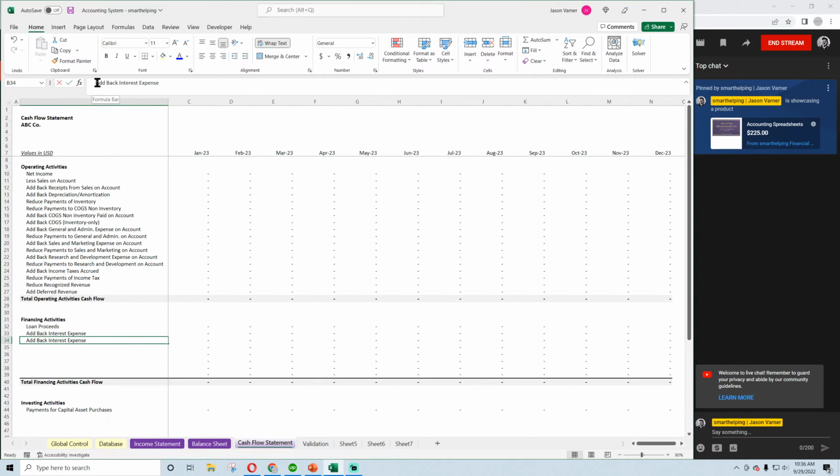And reduce interest payments. Also, principal payments. And I believe that's everything. So let's add this in. So add up anything that says, let's see, what do I call this? Loan proceeds.